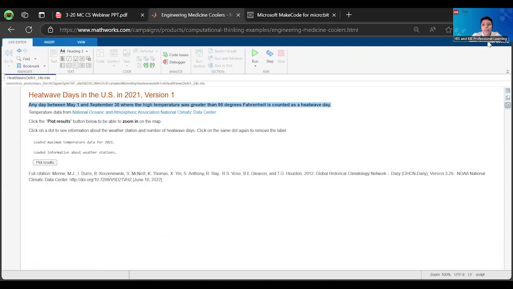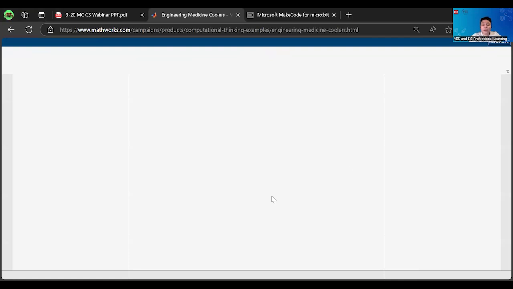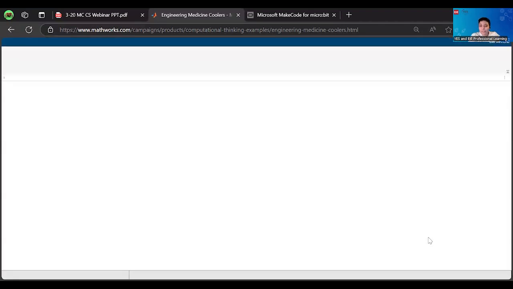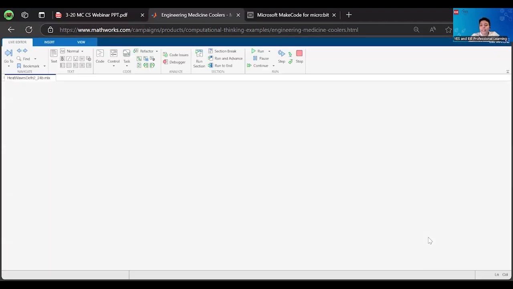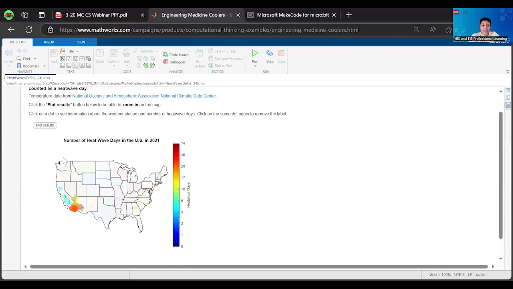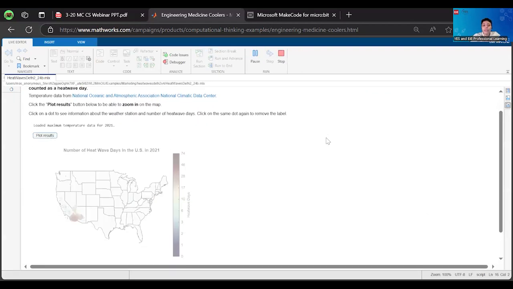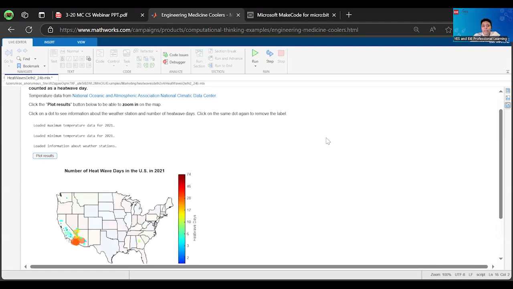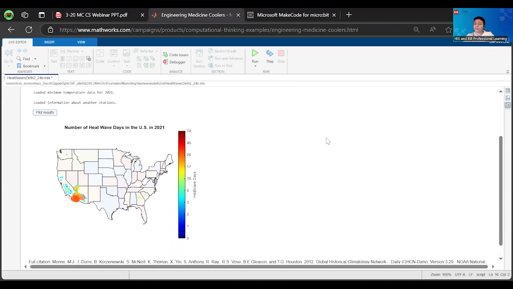Okay, and so if you click exit in the upper right, we can launch into lesson 2. So this particular heat wave visualization, once it loads, was made using the exact same data. And if you click plot results, you're seeing an entirely different map. And yet the first map we just saw was using the same data, but these two maps are different. So now it's time to have a conversation about how this was possible.